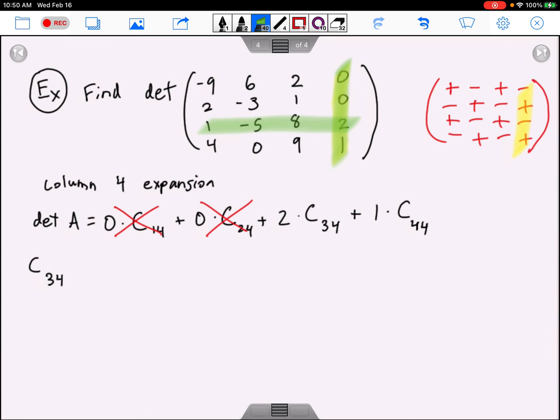So we're going to do that here. Let's write down the matrix that we have left after we delete those. We also need to be careful because this is a negative, right? So it's going to be -1 times the determinant of -9, 6, 2, 2, -3, 1, and 4, 0, 9. Remember, we deleted those two things, right?